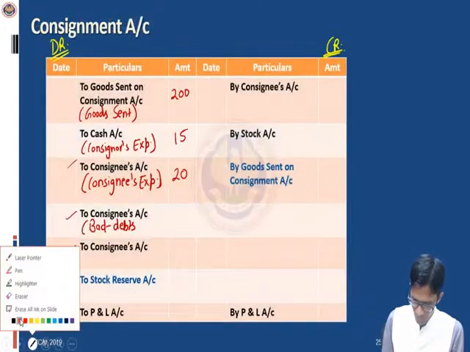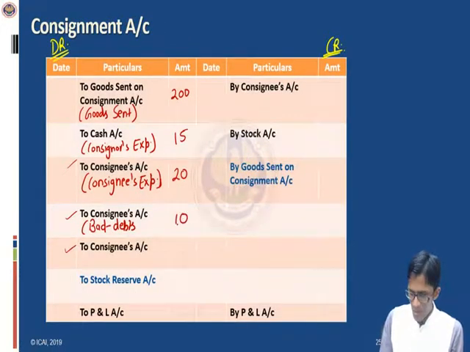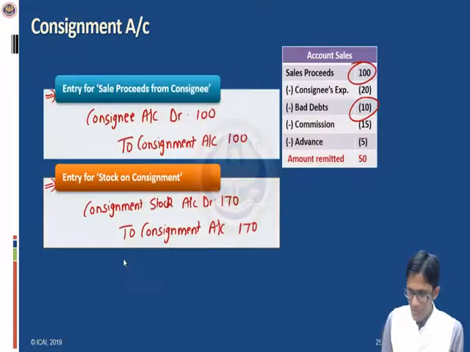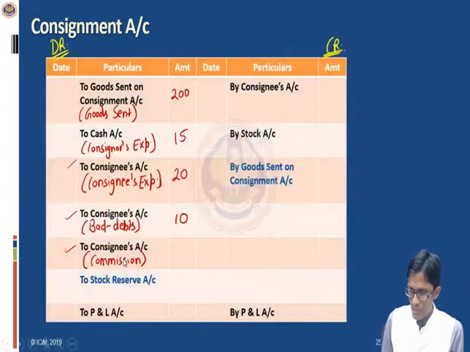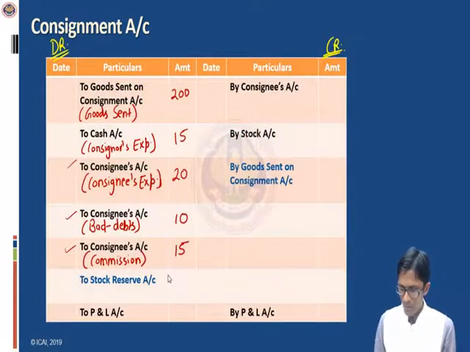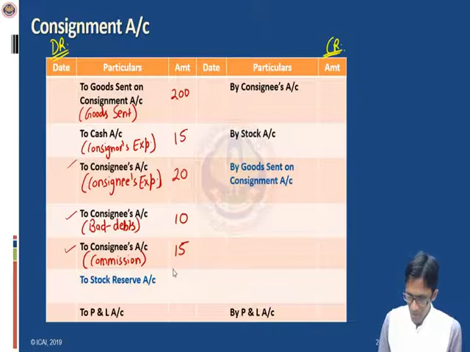rupees 10. Next, once again, as we can see, consignee's account is credited. This time for consignee's commission. And what is the amount of consignee's commission? Rupees 15. So let me write here rupees 15. Under this entry, you can see 2 stock reserves, but just now please leave it.